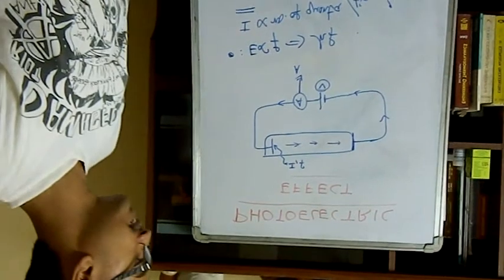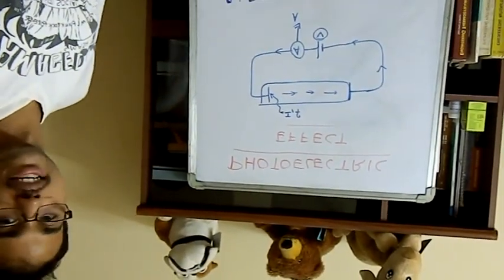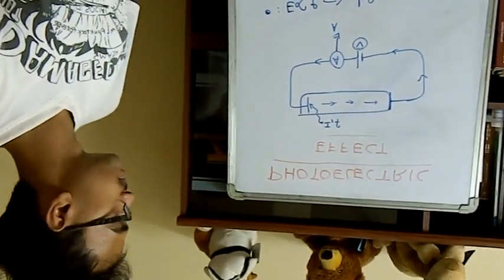This is how Einstein's theory explains the photoelectric effect, while the continuous electromagnetic theory was not able to explain it. Thank you.